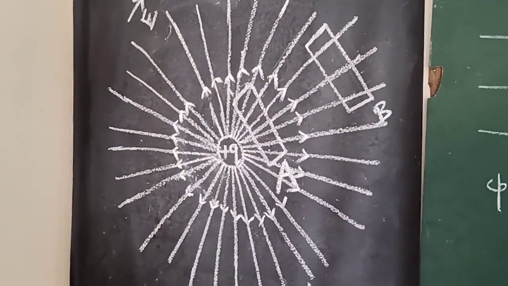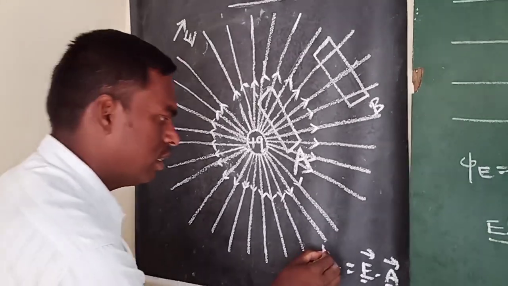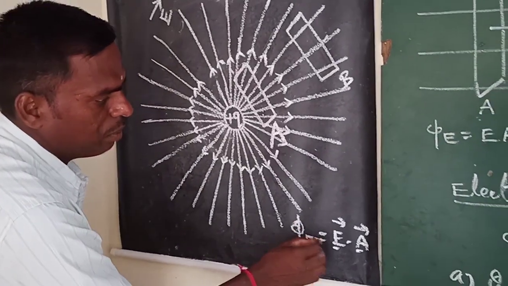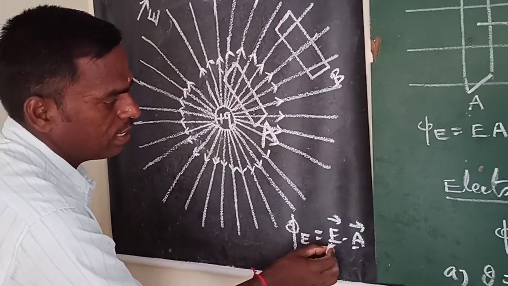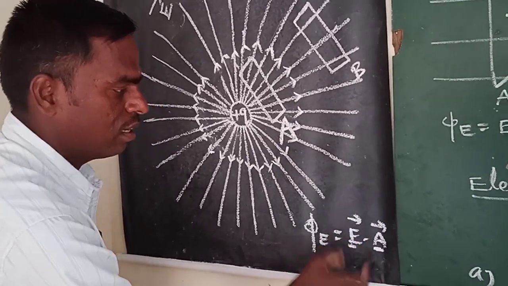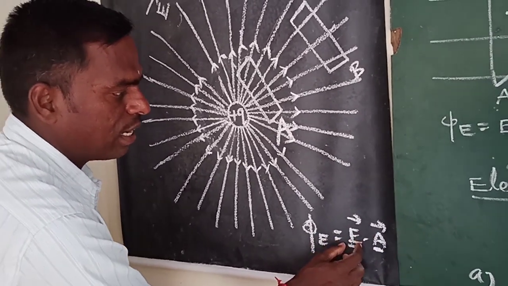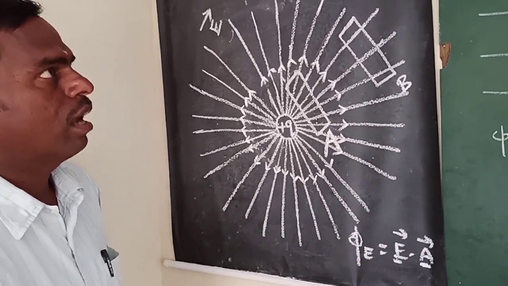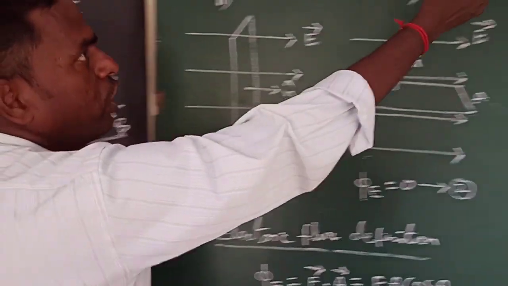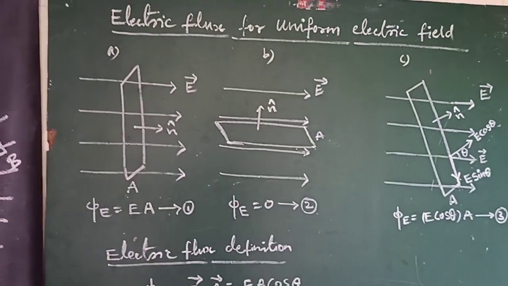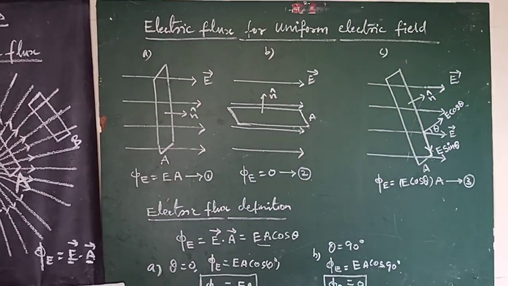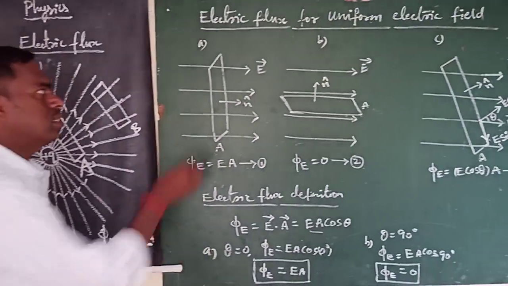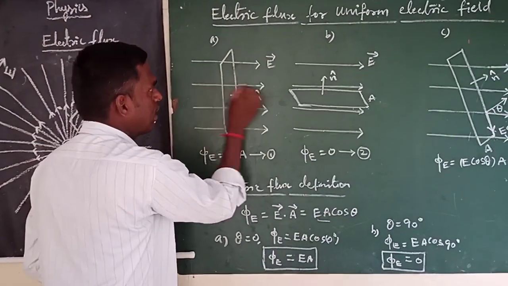Okay. Now, generally the electric flux depends upon two quantities: electric field intensity and area. Electric field intensity and area. Keep this in mind. Now, the electric flux for a uniform electric field. This is a uniform electric field.